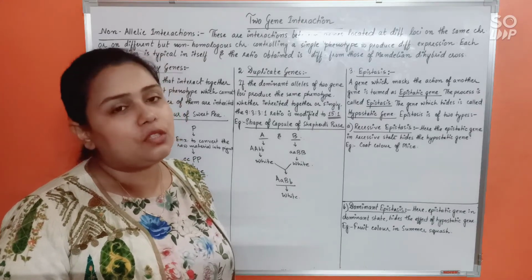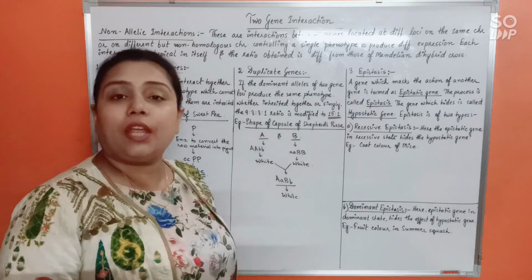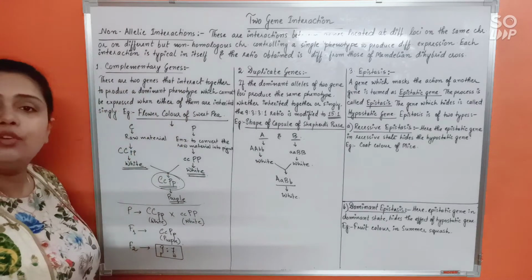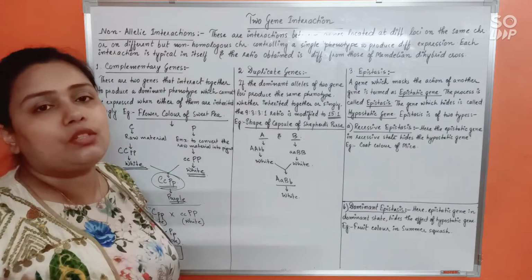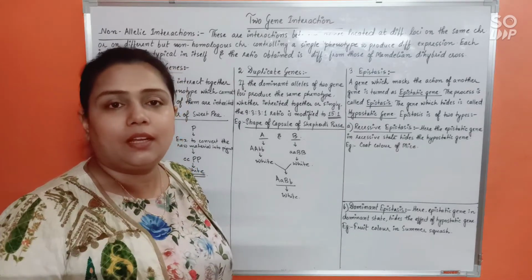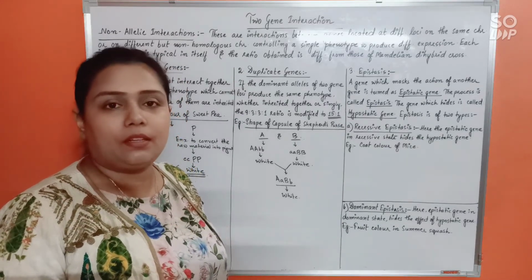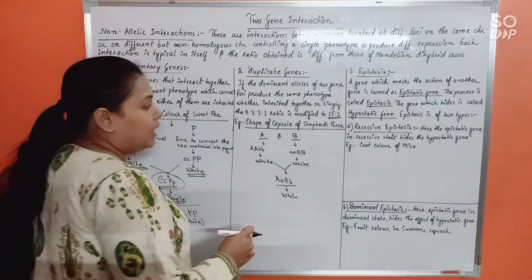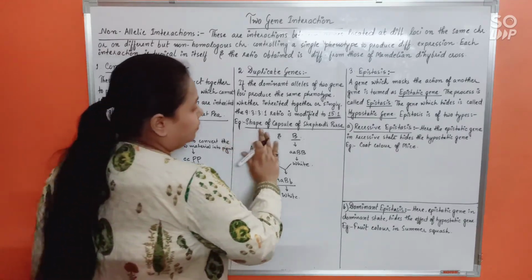And in duplicate genes as well, the phenotypic ratio in the F2 generation would not be 9:3:3:1. Rather, it will convert into 15:1. So it is also a deviation to Mendelism. So let's check the example now. I hope it's clear. So see this.